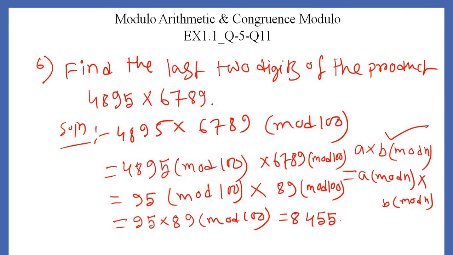8455 after multiplying this. So 8455 mod 100. Very simple. If we divide 8455 by 100, then the last two digits should be the remainder. So here the remainder is 55. Therefore, the last two digits of this product is nothing but 55. Very simple to solve this type of question.